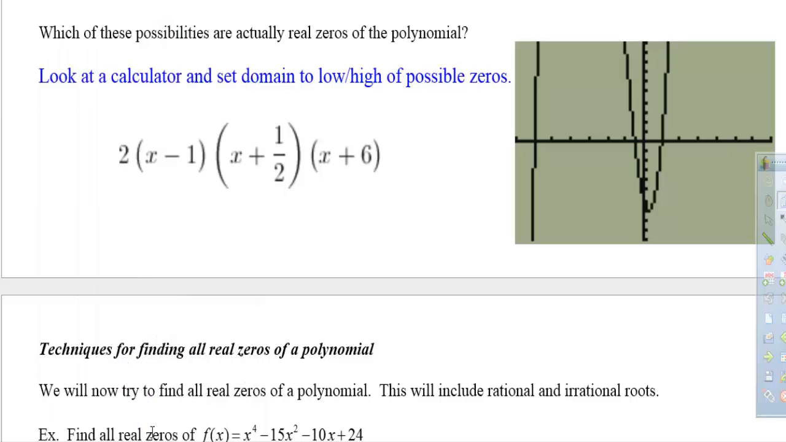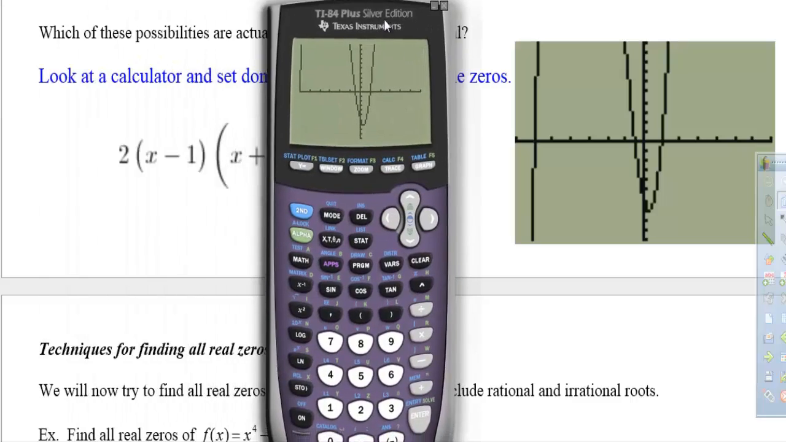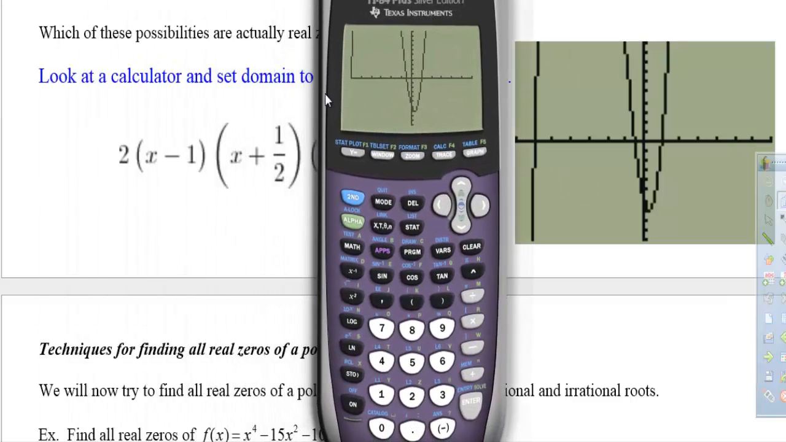Let me double check that, and it looks like I did miss. This should be an x squared. There we go. And we'll look at it again. And there we go. So I've got a picture very similar to this. I see it looks like it comes through right at 6. And I can go ahead and verify these on the table.